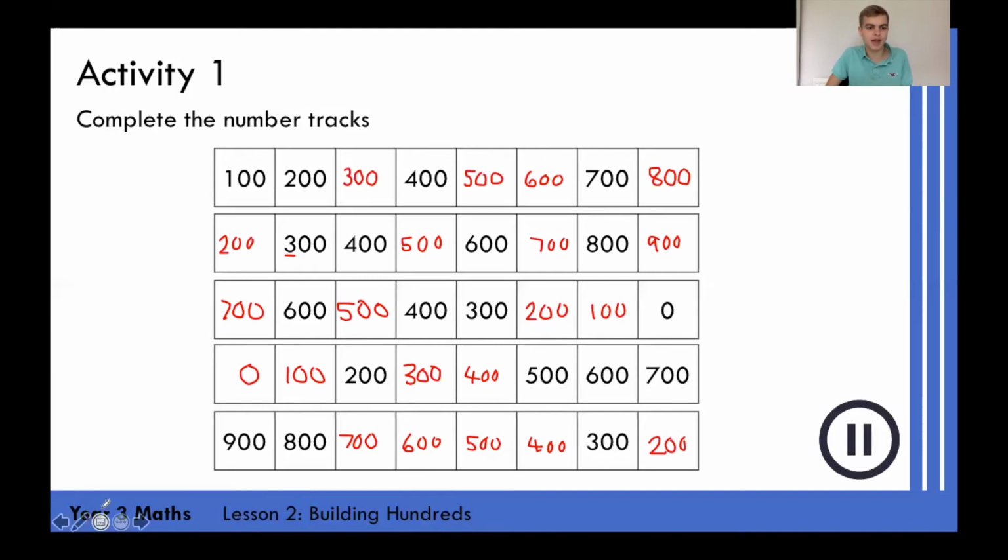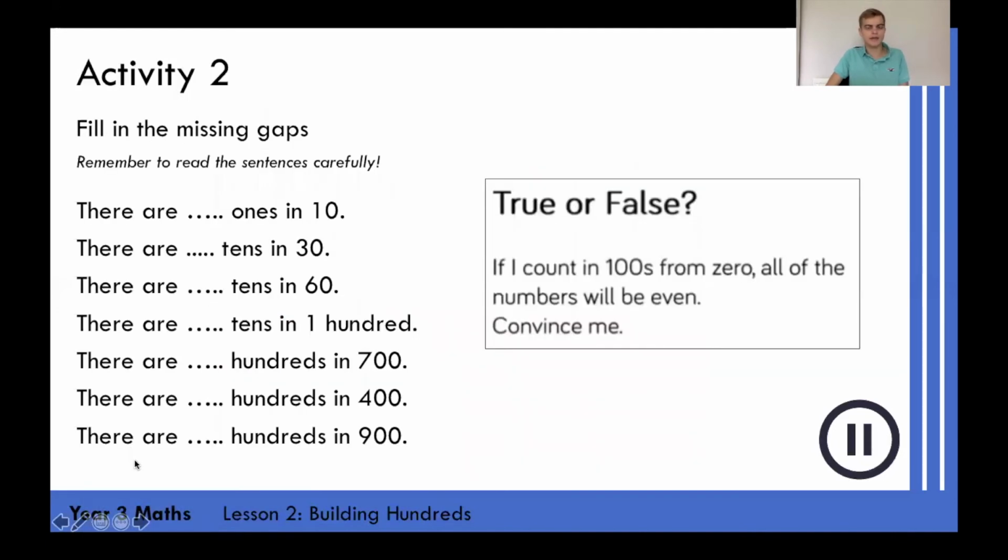Let's have a look then at activity number 2 today. Here we go. So we have got some missing numbers, missing gaps to fill in. So there are something ones in 10. So how many ones are there in 10? Well, I know if I've got 10, how many ones have I got? 1, 2, 3, 4, 5, 6, 7, 8, 9, 10. Oh, there are 10 ones in 10. Fantastic, got that one.